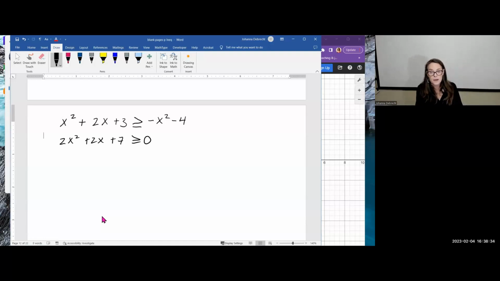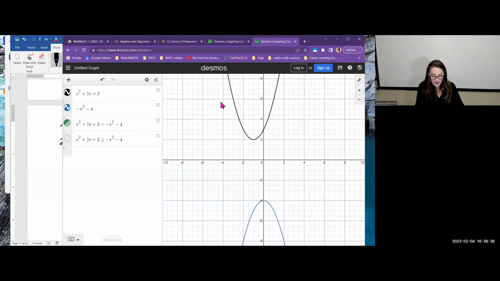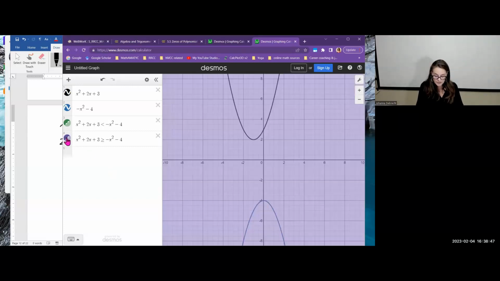But that one's always above 0. And when I come over here to look at the pictures, it's again asking, when is the black graph above the blue graph? And the answer is always. So when I graph this inequality, I get everything, all possible values of x.